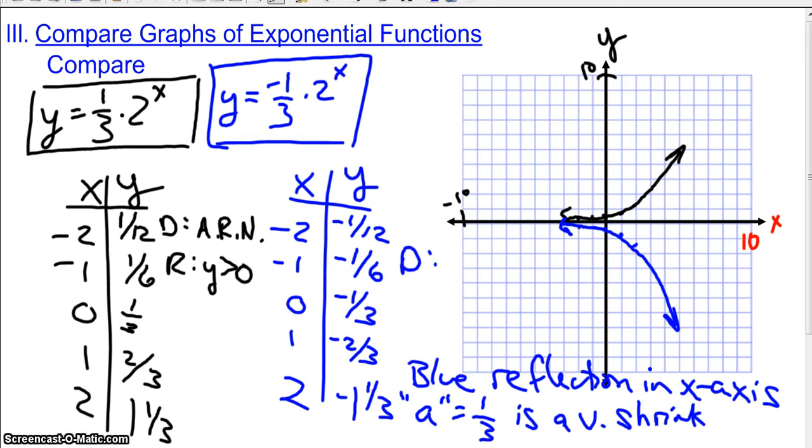The domain of the blue one, x values may be all real numbers again. And the range now are not y values greater than 0, but they're all less than 0. So that's a dramatic change. And that's due to the negative a. The negative is the only thing different, and it causes the range to be completely opposite. Okay? Any questions?